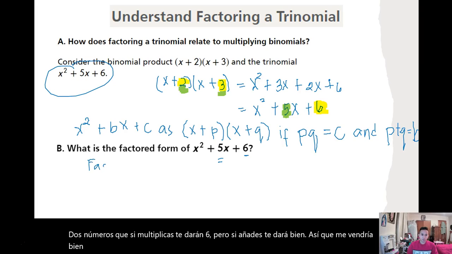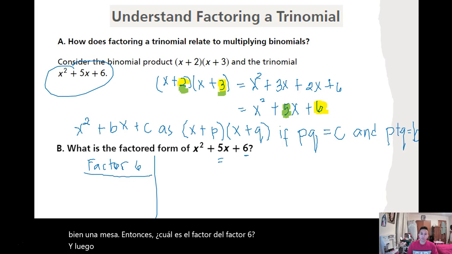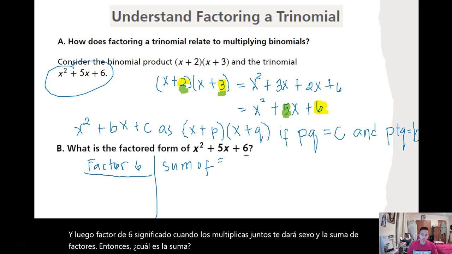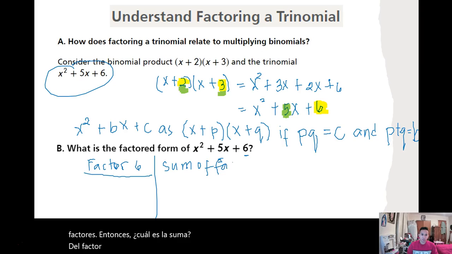So what is the factor of 6? Factor of 6, meaning when you multiply them together will give you 6. And the sum of factors. So what is the sum of the factors you have chosen? Sum of the factors. Okay.